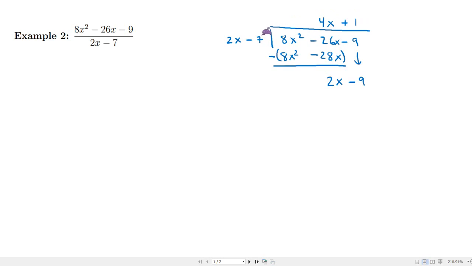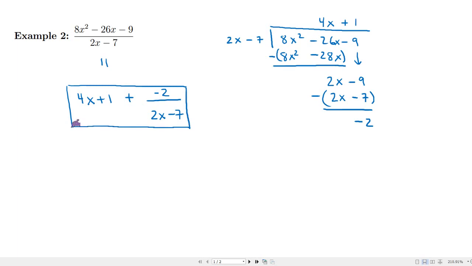And now 1 times the entire denominator is 2x minus 7, and then we're going to subtract this. And we have minus, so this will give us 0, but then minus 9 minus minus is plus 7, so that'll be negative 2. Okay, so all this work here, what's up here is the answer, the 4x plus 1, and then we have to add the remainder. The remainder is minus 2 divided by the denominator, 2x minus 7.